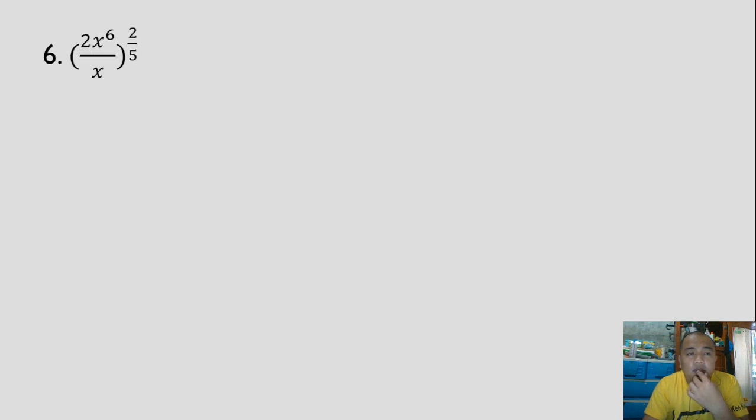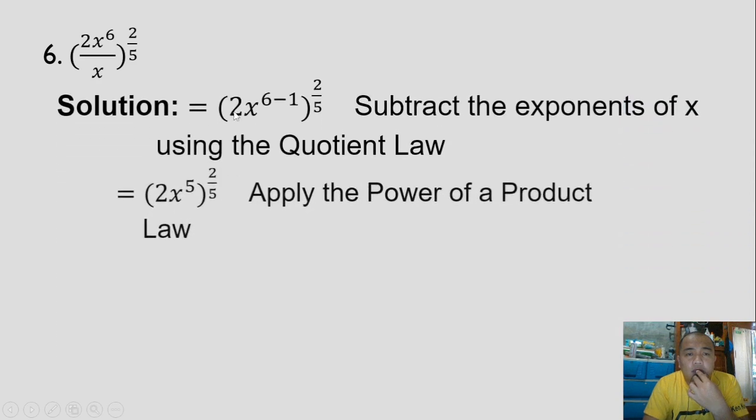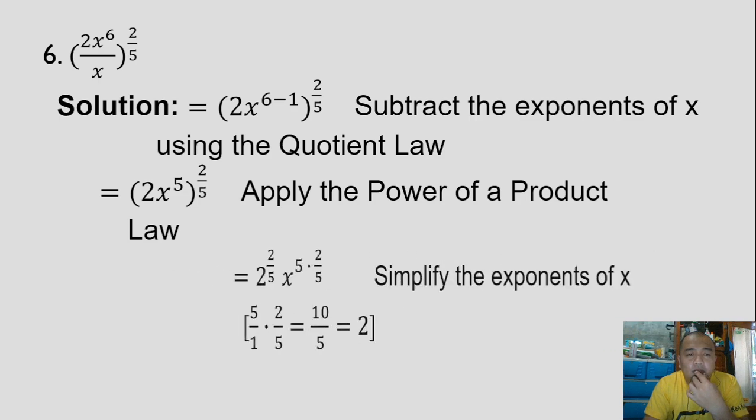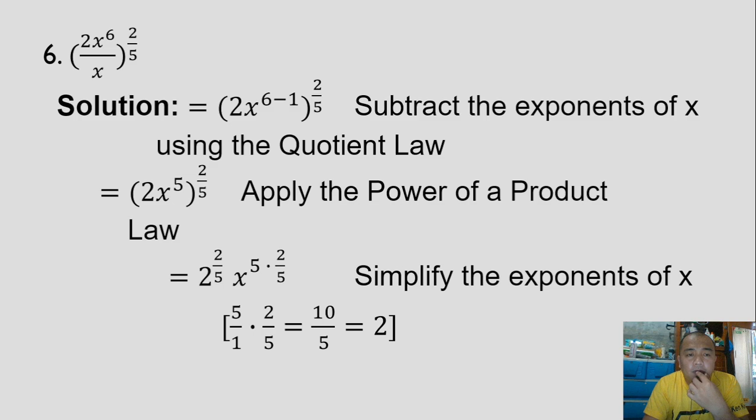Number 6, 2x to the 6th power all over x, raised to 2 over 5. First, let us simplify by subtracting the exponent of x. 6 minus 1, that will become 2x raised to the 5th power, raised to 2 over 5. Then applying the power of the product law, 2 raised to 2 over 5, x raised to the 5th power times 2 over 5. And so the answer will be 2 raised to 2 over 5 times x squared, because 5 times 2 over 5 is 2. Cancel the 5 there.